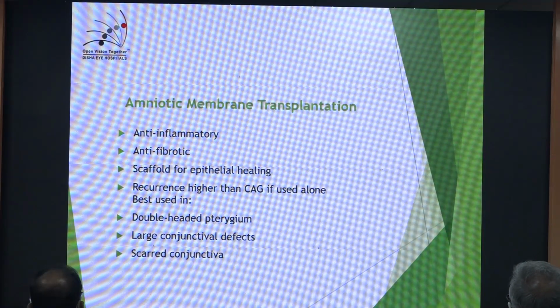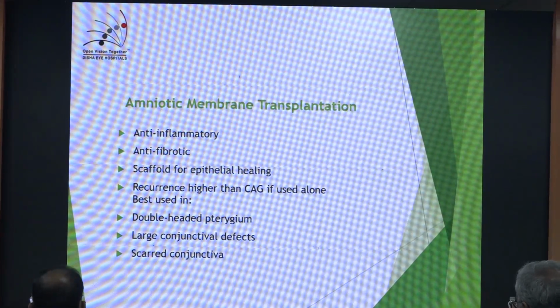Now the amniotic membrane transplantation, AMT, has anti-inflammatory and anti-fibrotic properties. When used alone, recurrence rates are higher compared to conjunctival autograft. Its real value lies in complex cases: large defect, double-headed pterygium or conjunctival deficiency.